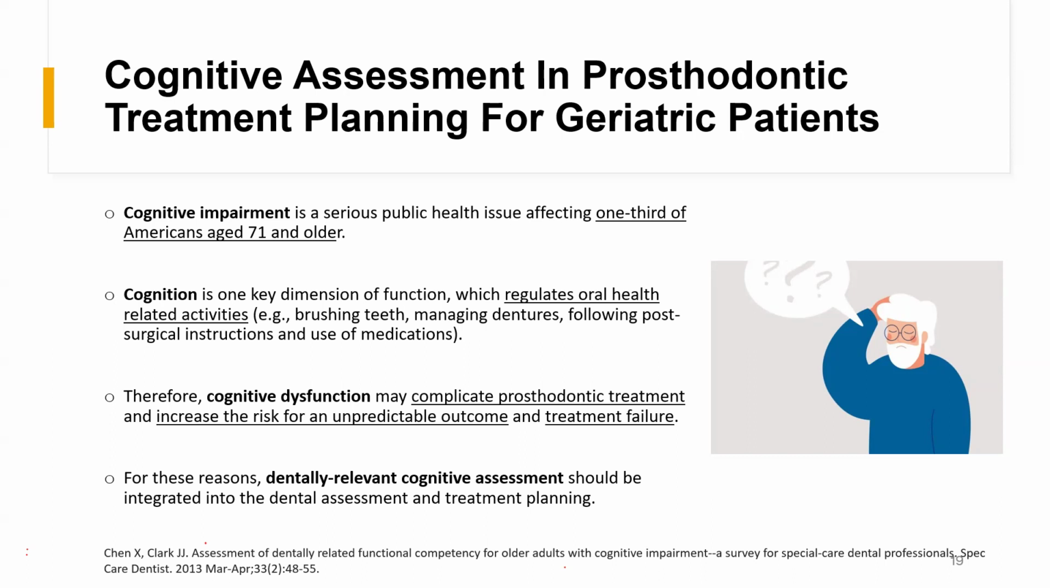And cognition may be impaired with time as a result of several systemic diseases such as Alzheimer's disease or some vascular diseases. As a result, cognitive dysfunction may complicate prosthetic treatment, increasing the risk of an unpredictable outcome and implant failure. For this reason, dental assessment and prosthodontic treatment planning should incorporate cognitive assessment of patients with dementia and cognitive impairment, as we said before, such as in Alzheimer's disease.